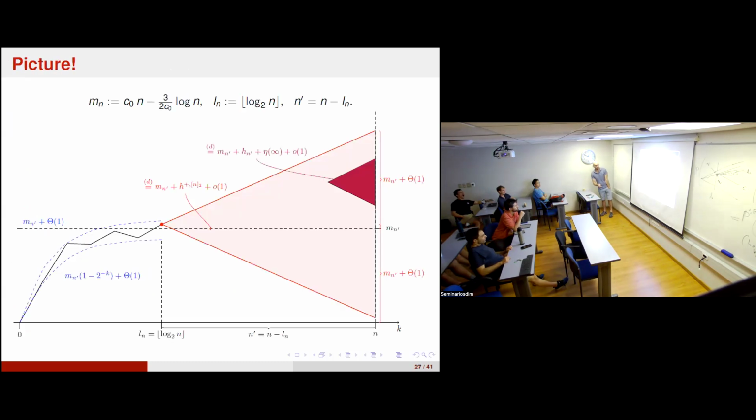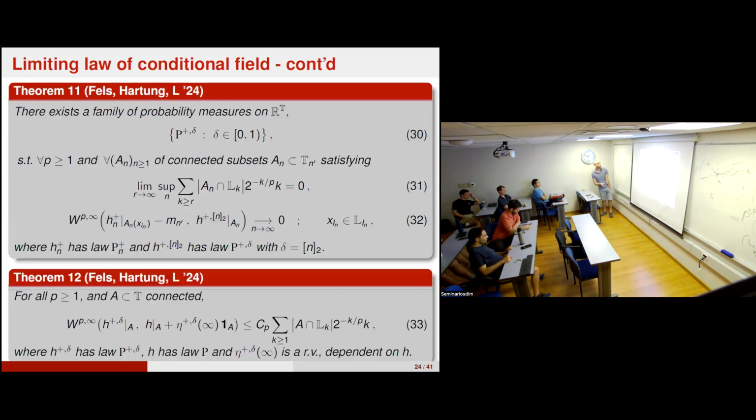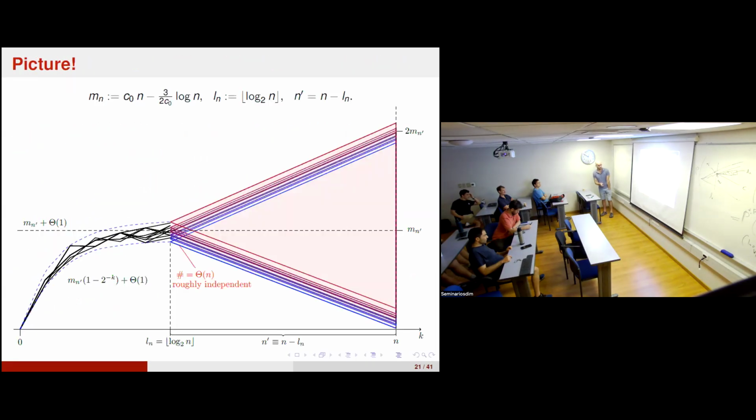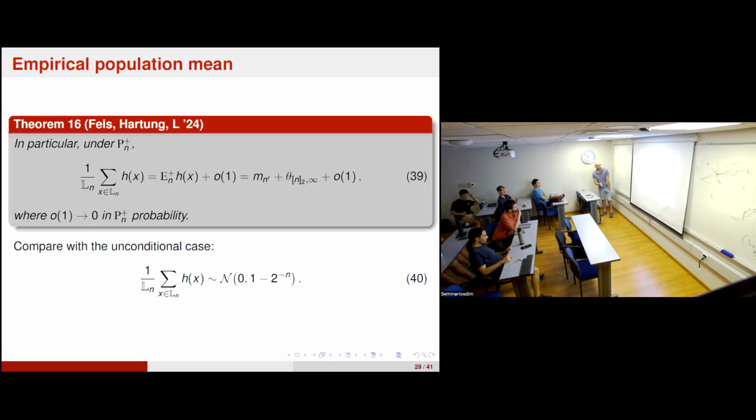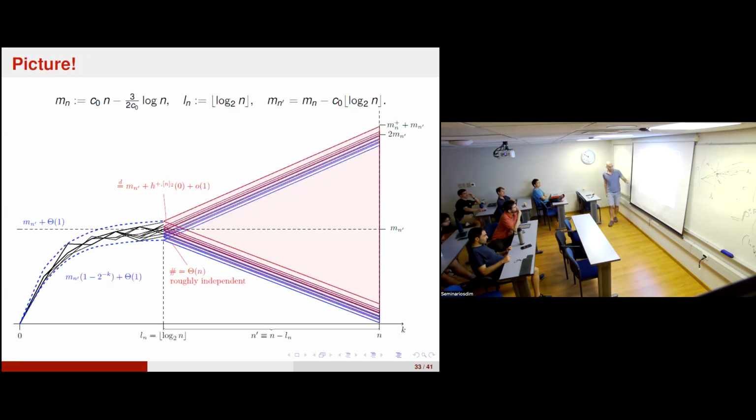So the picture is very simple. Let me explain the picture, and then we can find it together. Okay, here's the picture. Because of what I just explained, conditional on everything being positive, all the particles here lift to level m_n prime, a little less than m_n because the minimum is already small. Now you have a bunch of particles here. They all start from a height where the typical minimum is of order 0.